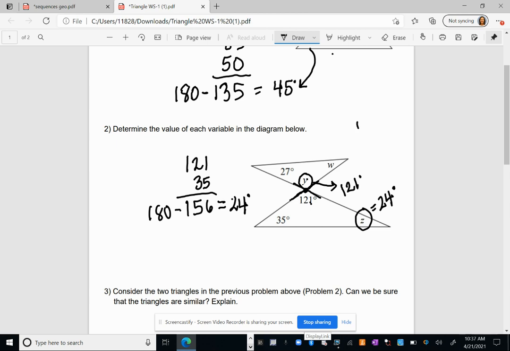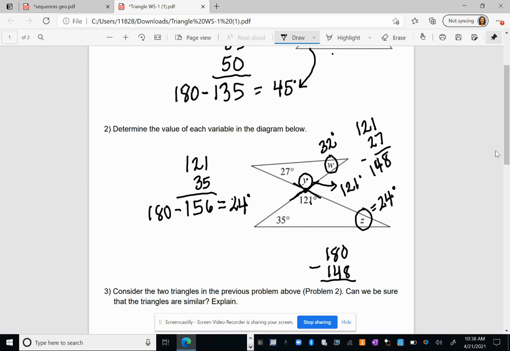I've got 121 plus 27, which makes 148. So now I'm going to do 180 take away 148. 180 take away 148, which is what? 58, 68, 78, 32 degrees left. I'm just doing that in my head. You could use a calculator. You could do it out old school. Okay. So W is 32, Y is 121, and Z is 24.